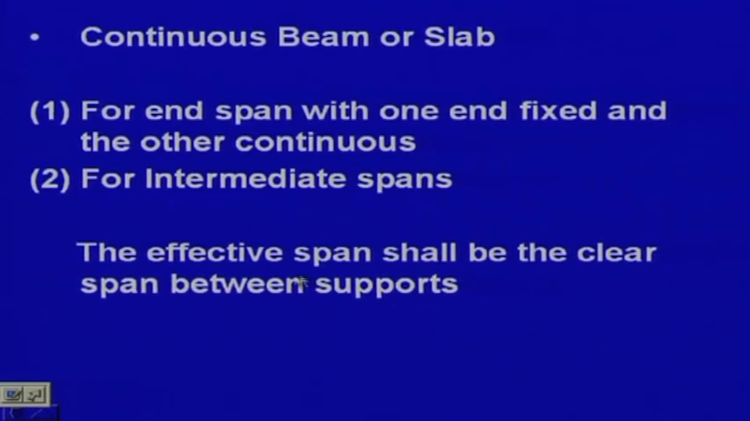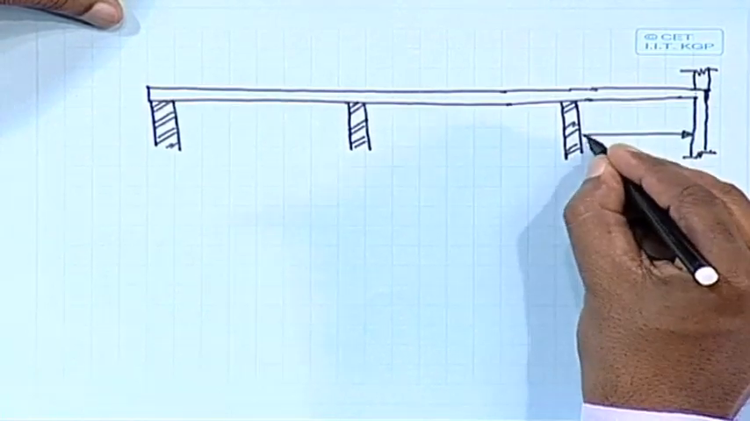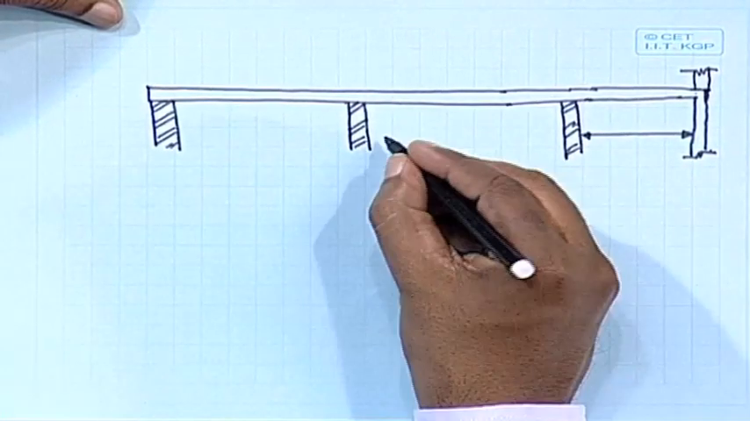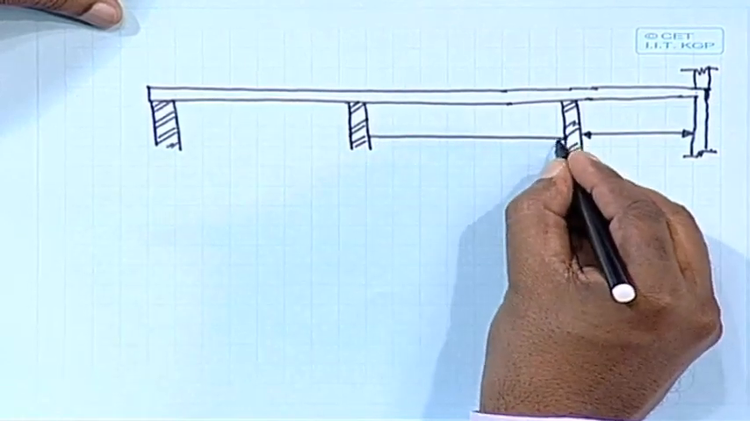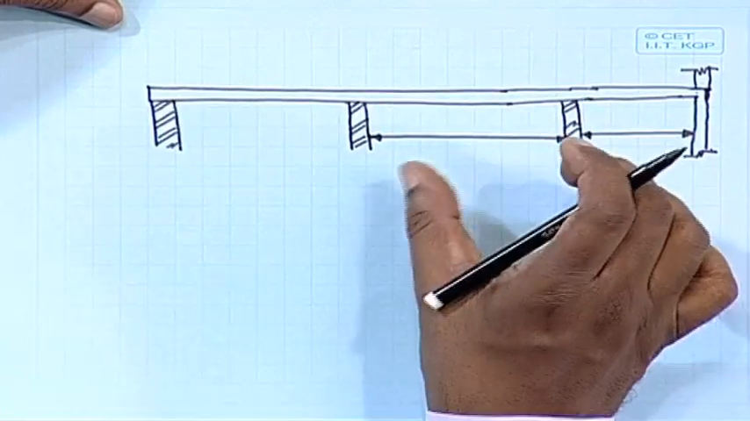So, this is the case. So, you will simply take that clear span between supports. So, we can say for this case this is the clear span, and also it is told that for intermediate supports, these are the intermediate spans, so we shall take the clear span.